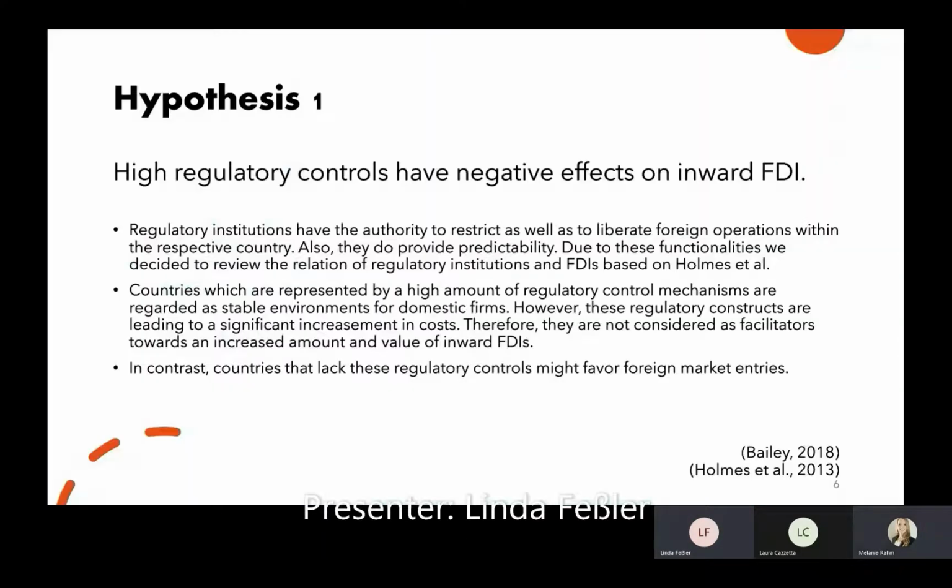The first one is high regulatory controls have negative effects on inward FDI. This indicates that regulatory institutions have the authority to restrict as well as to liberate foreign operations. By doing so, they provide predictability. Thus, countries which are represented by a high amount of regulatory control mechanisms are regarded as stable environments for domestic firms. However, these regulatory constructs are leading to a significant increase in costs. Therefore, they are not considered as facilitators towards an increased amount of inward FDI.